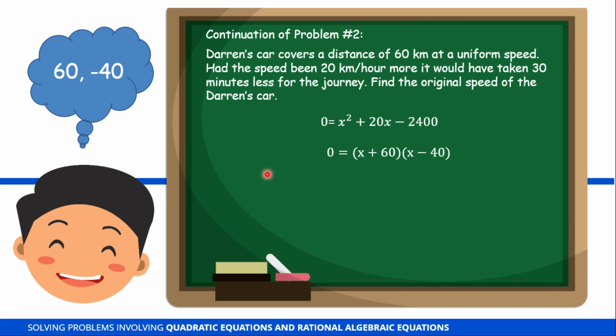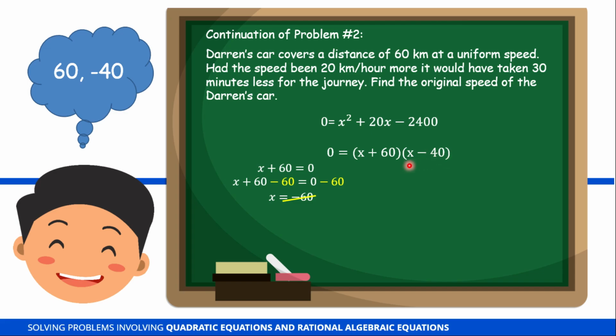Let's use zero product property para ma-solve yung x. Kuhanin muna natin yung x plus 60. Magiging x plus 60 is equal to 0. Dapat x lamang ang maiwan sa left side, so mag-add tayo both sides ng negative 60. Okay, so this will become 0. x is equal to negative 60. So, hindi tayo maaaring gumamit ng negative value para sa ating speed. So, ating i-disregard yung negative 60.